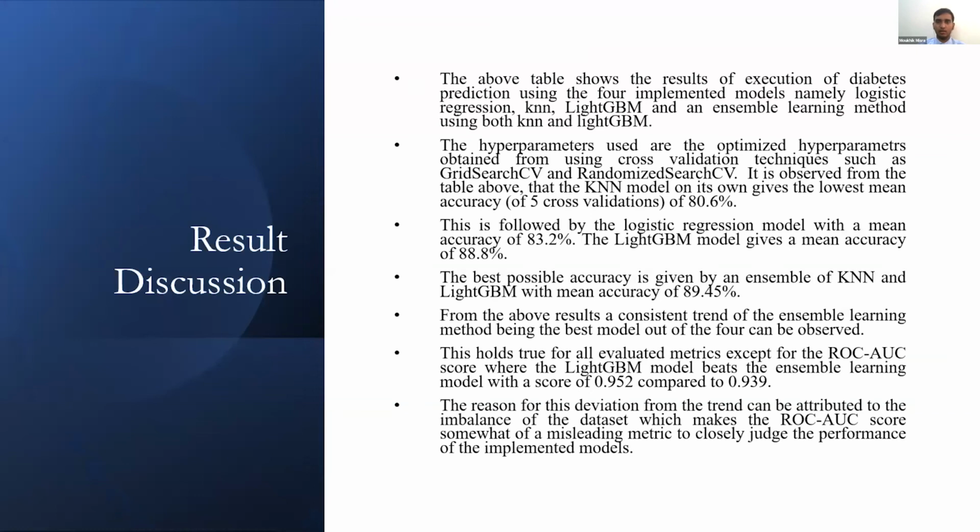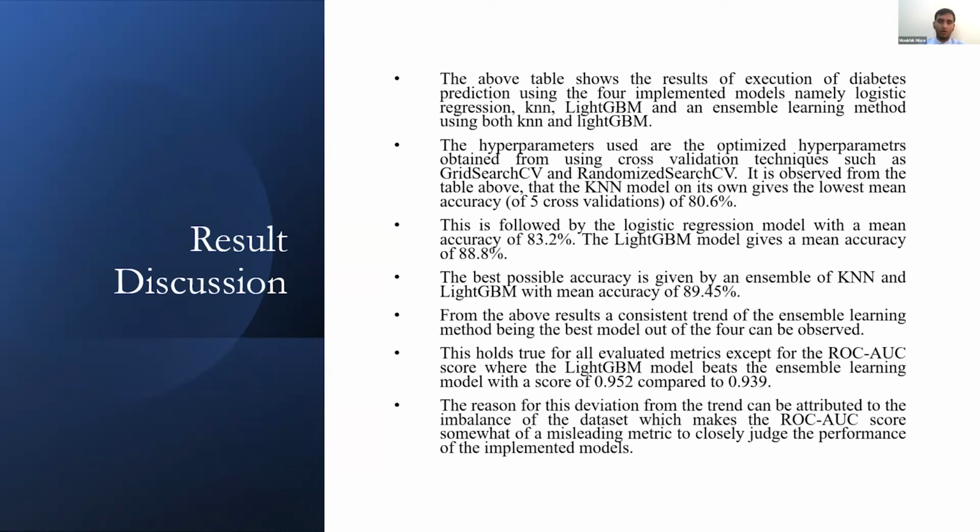So as a result, we've implemented 4 models: LR, KNN, LGBM, and ensemble. We've used grid search and randomized search hyperparameter optimization for 5 cross validations. And the mean accuracy that we obtained for the KNN model is 80.6%. For the logistic regression model, we've obtained a mean accuracy of 83.2%. For the light gradient boosting machine, we've obtained a mean accuracy of 88.8%. So the best possible accuracy that we've obtained is from our ensemble technique, 89.45%.